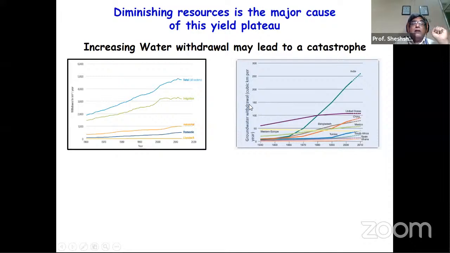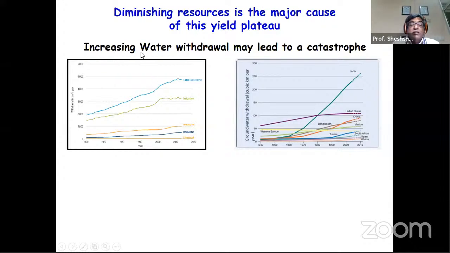But what we have is that this particular yield plateau is coming because of resource limitation. And that is one of the major causes responsible for the kind of civilization that we have. I mean, in India, for sure, people believe that if there's going to be a war next, it will be for water and not for any territorial or other things.